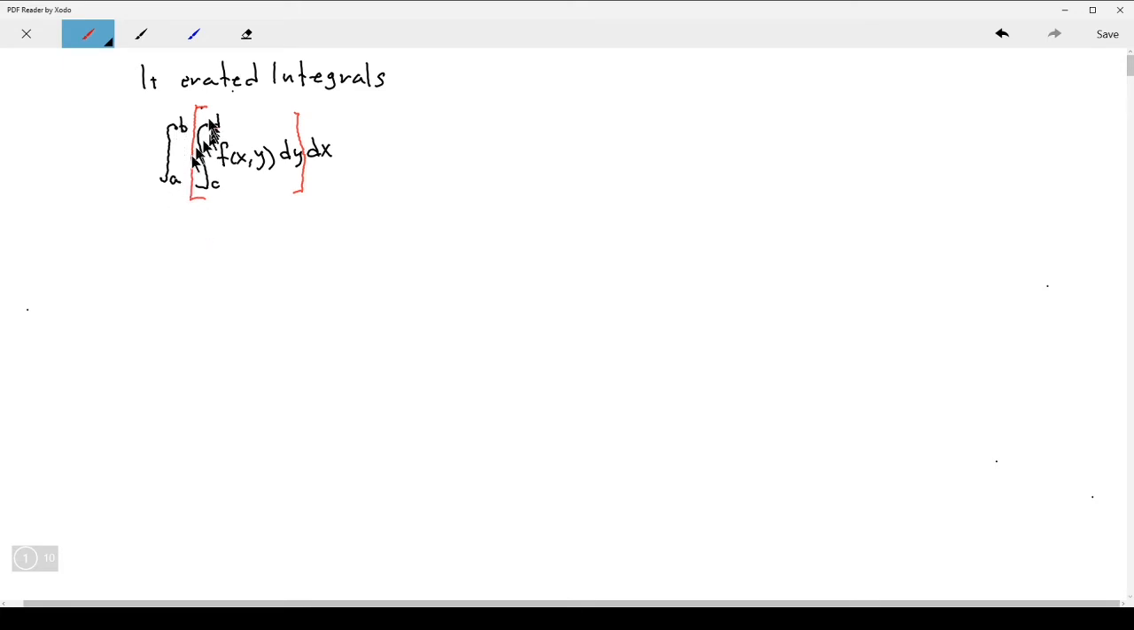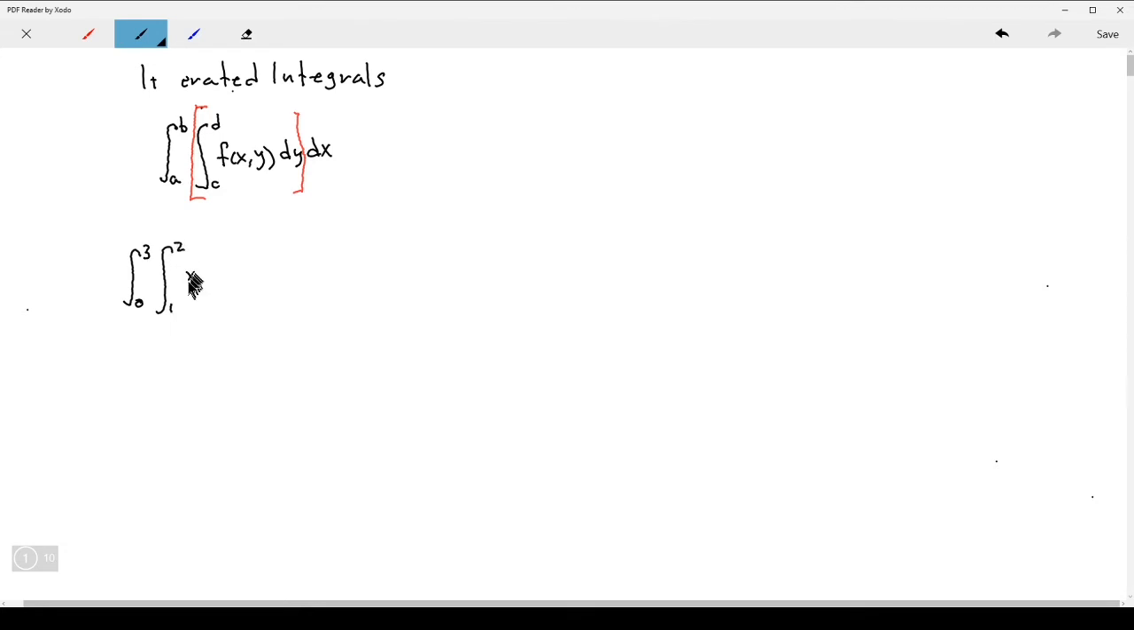If we take a look at a problem, I have a problem here. It's not a problem, it's an example. We'll see problems later. And it's this. I'm going to do the integral from 0 to 3, and then from 1 to 2.